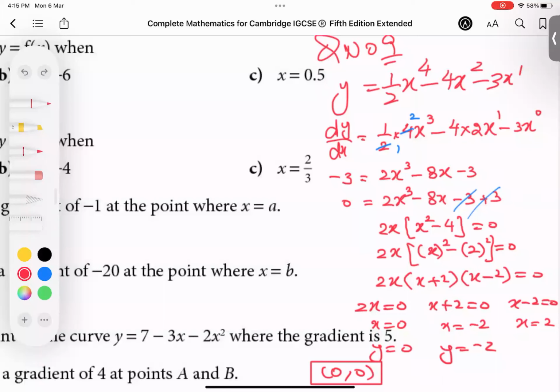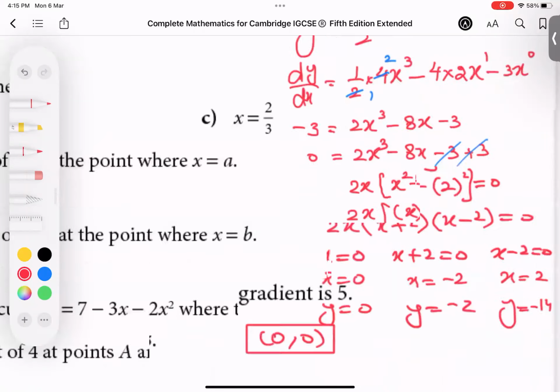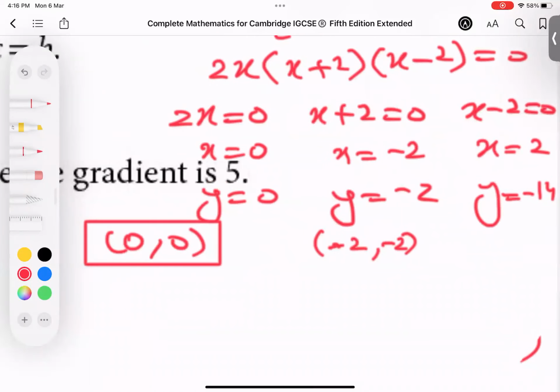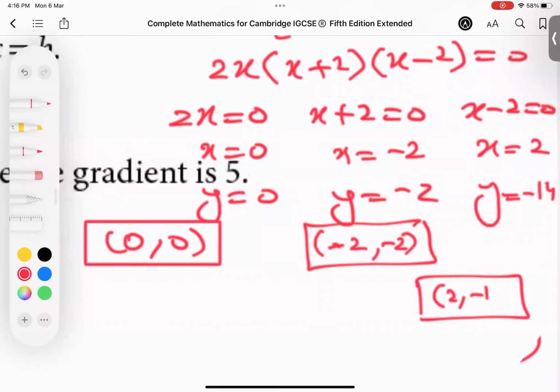Now I'm going to plug in 2. This 2 I'm going to plug in there. So 1 over 2 times 2 to the power 4, that's 16, and -4 times 4, and -6. It gives us -14. So the answers are (-2, -2). I hope you got the idea. The last answer is (2, -14). So I believe the points are very clear.